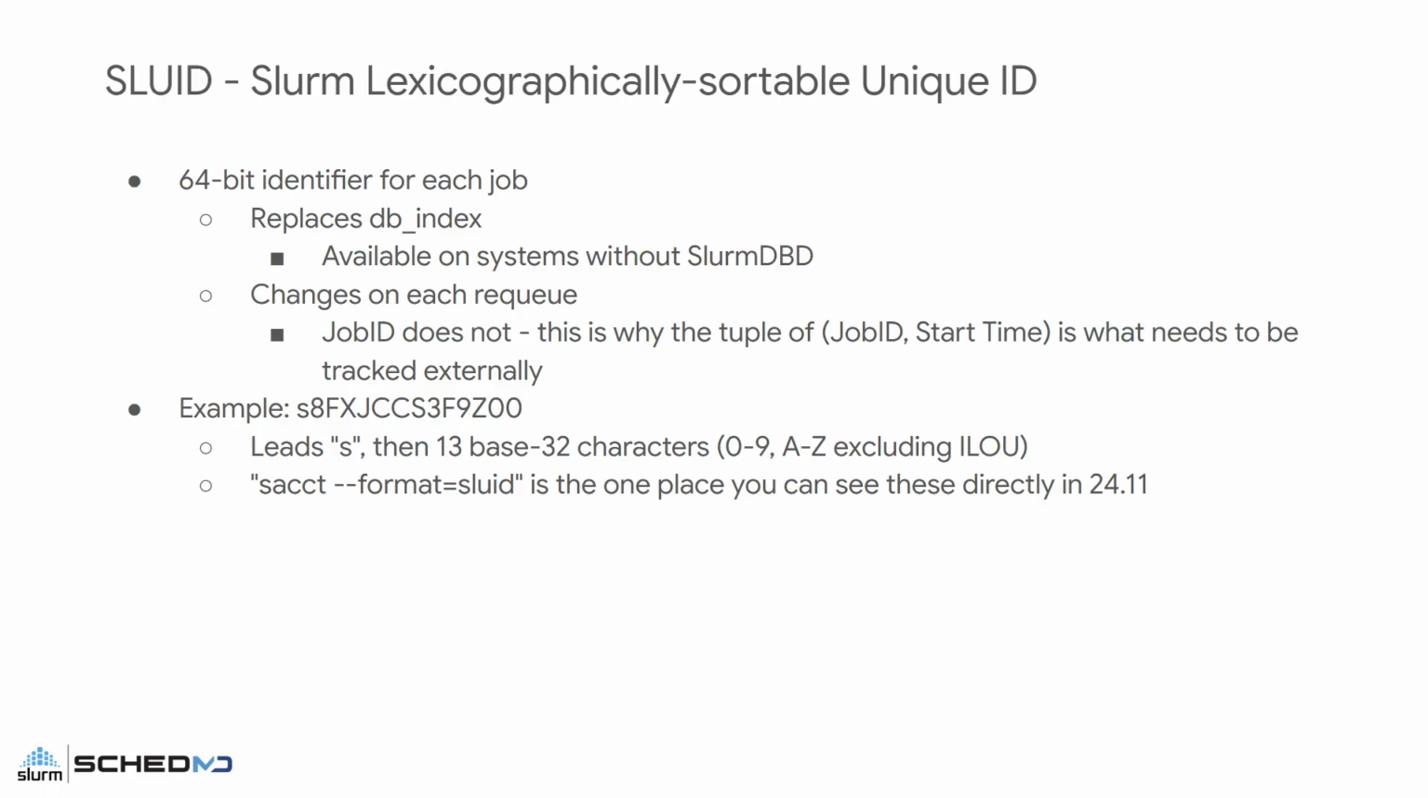There's an example of just one SLUID on the system. They have a leading S, and then there are 13 base 32 characters that follow. Base 32 just omits I, L, O, and U for their potential confusion. You can start seeing this in sacct format SLUID. You can see those back in the 24.11 release. scontrol show job can start showing them in 25.11, and we're expecting to start exposing this and making these identifiers available throughout all of the commands, throughout all of the APIs in future releases.